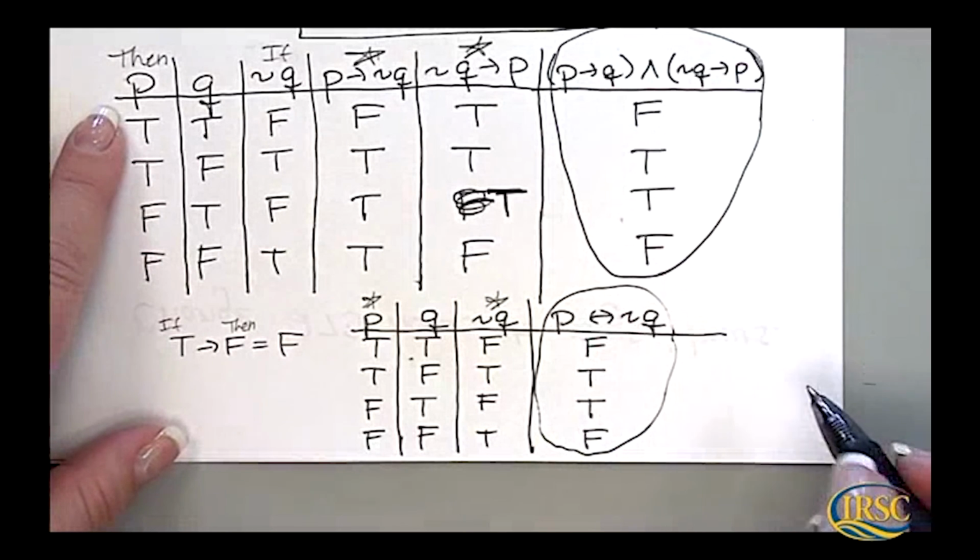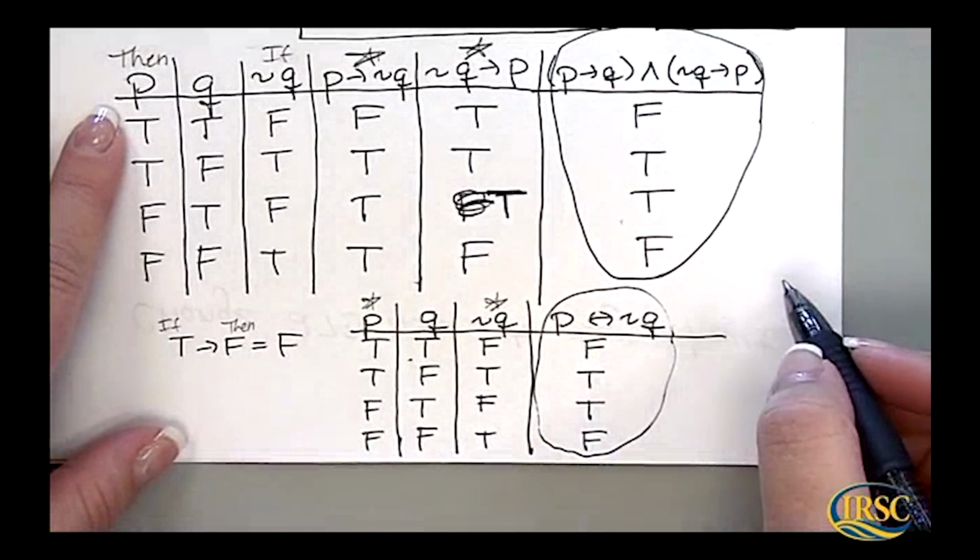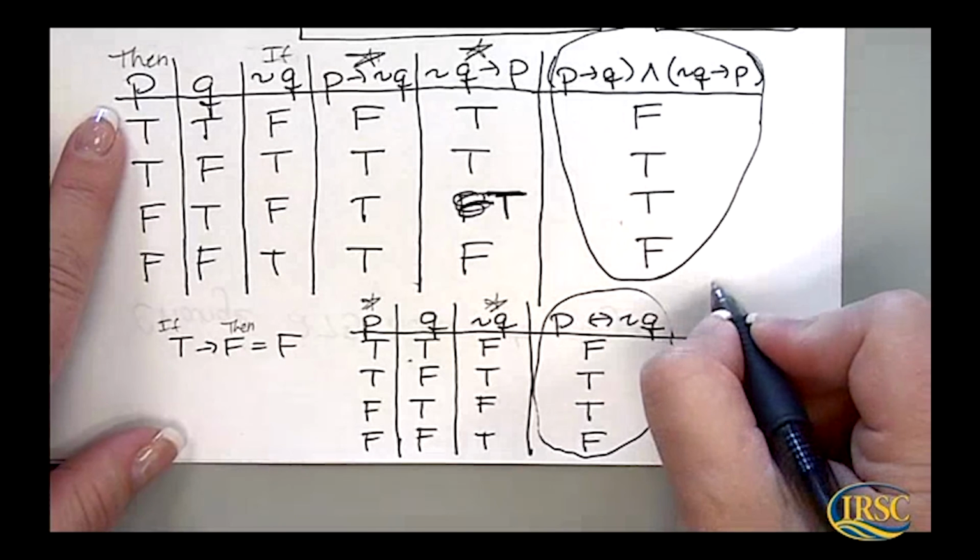Okay, so now you compare the final column of each truth table. And notice they are exactly the same, so this means that these two statements are equivalent.